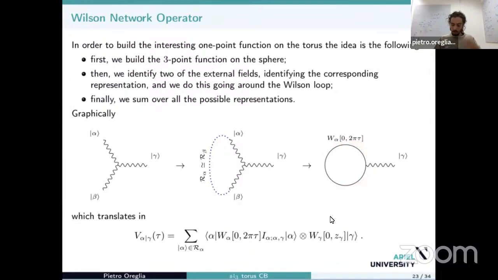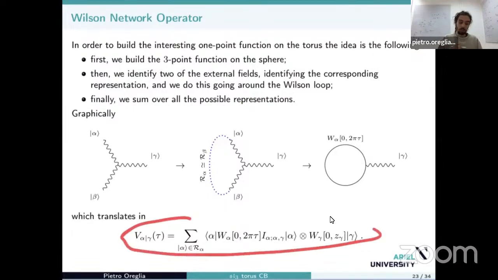And looking at the previous formula, what we have done is simply this. We have identified this representation here with the previous one, and we have summed over the possible states. Sorry, before I said the representation, there is a mistake here. We sum over all the states in the representation. And so we want to compute this quantity over here.